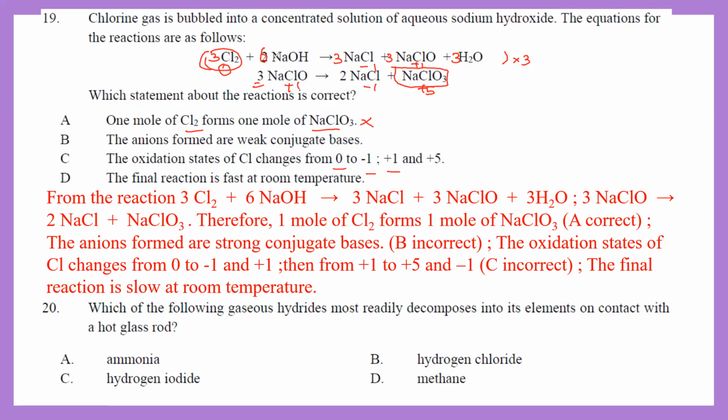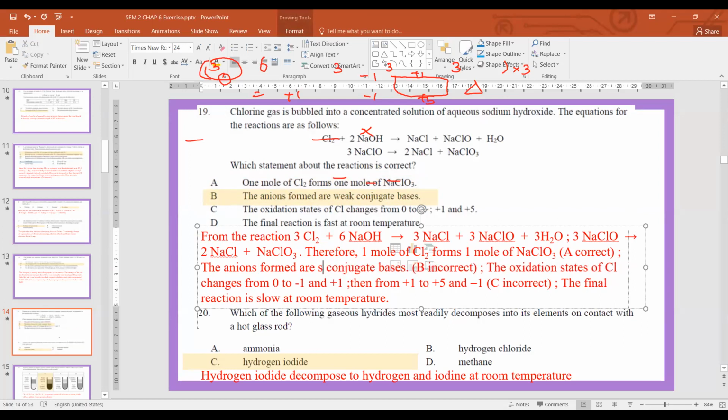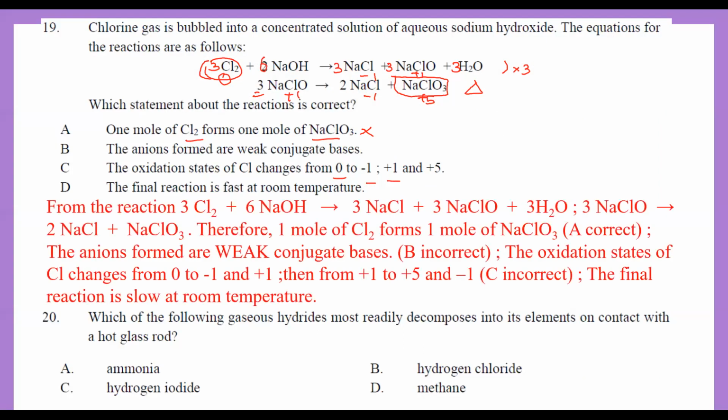The final reaction is fast at room temperature. Actually, it is slow because you only require heating to make this reaction happen. So the best answer in here is A. No, not A. Sorry, I made a mistake. The best answer in here is B. I think the anions form a weak conjugate base, because the acids formed in here are strong. Wait, let me check the questions again.